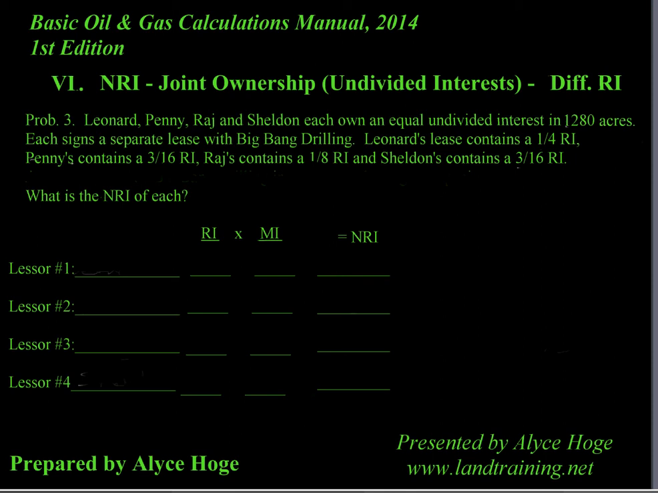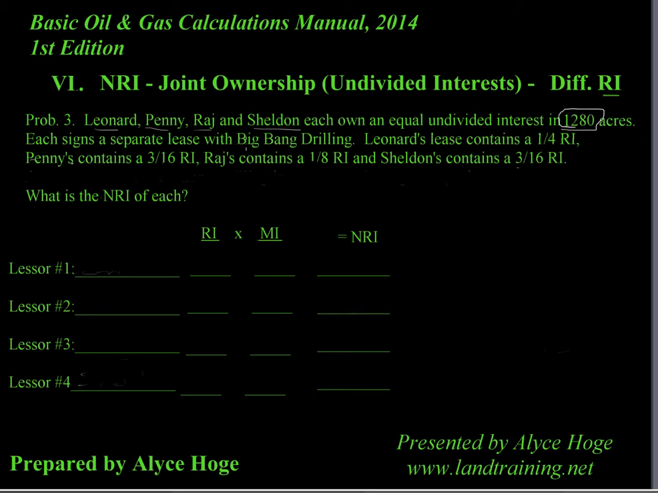Okay, now let's look at problem type number 6, net revenue interest, joint ownership, undivided interest with a different royalty interest. So you should be getting pretty used to these by now. Let's look at this fact pattern: Leonard, Penny, Raj, and Sheldon each own an equal undivided interest in 1,280 acres. So this number is going to be important.